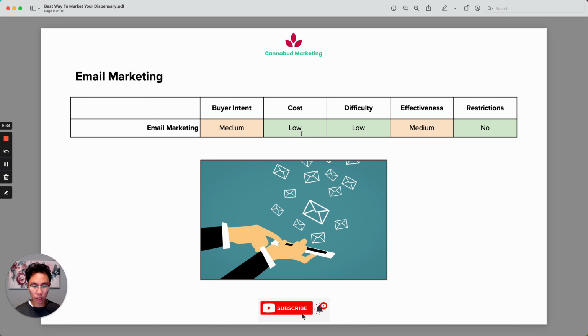Cost, low, doesn't take much to send emails. Difficulty, low, also doesn't take a lot of effort to send the emails itself. Effectiveness, medium, again. If everyone on your email list ended up purchasing from the email that you sent, I would put this effectiveness as high. But as we know, not everybody purchases from emails. Not even everybody opens up their email, right? So the effectiveness is medium, but where this comes into play is that there are no restrictions on the emails that you can send out, or minimal restrictions, right?